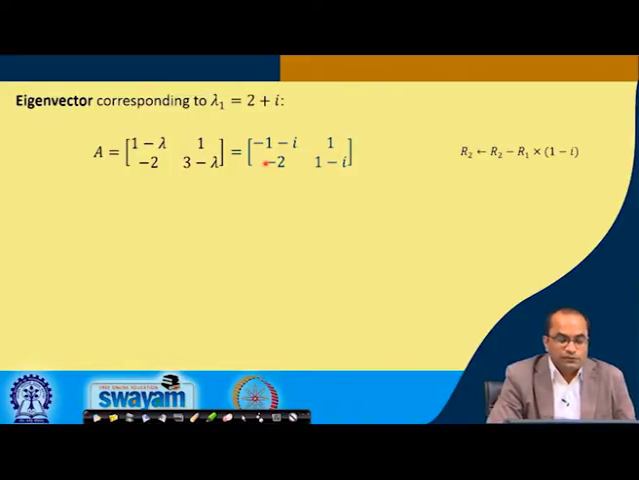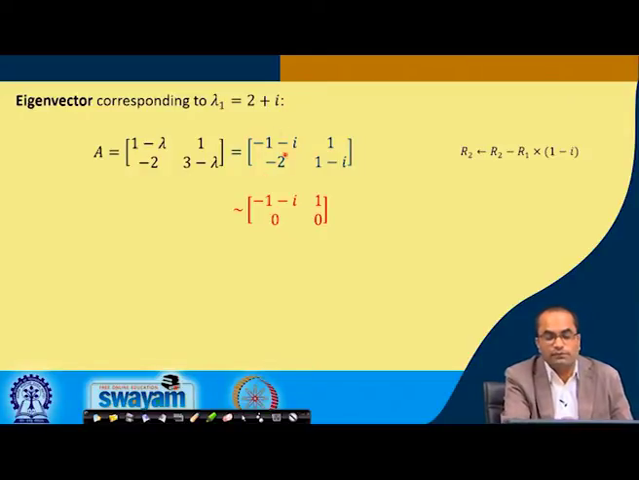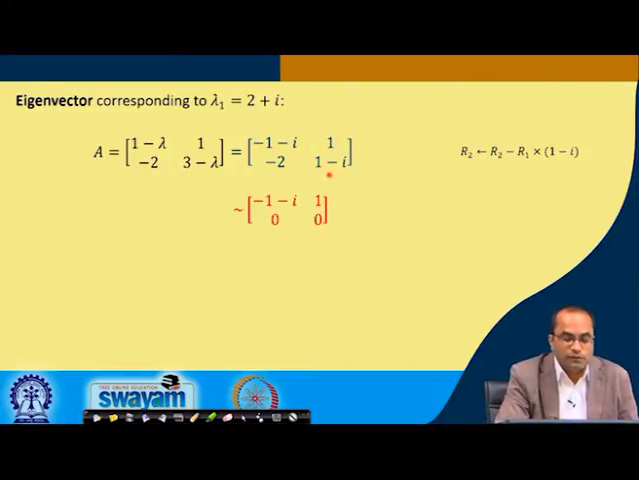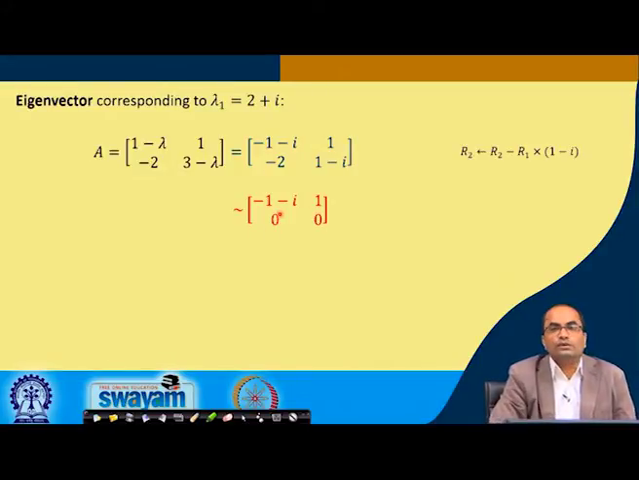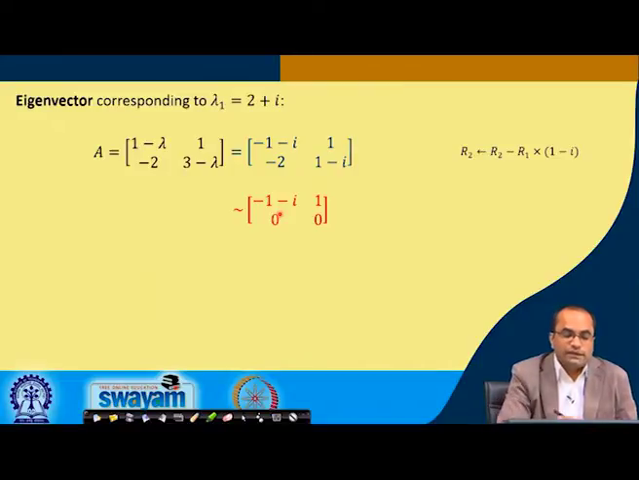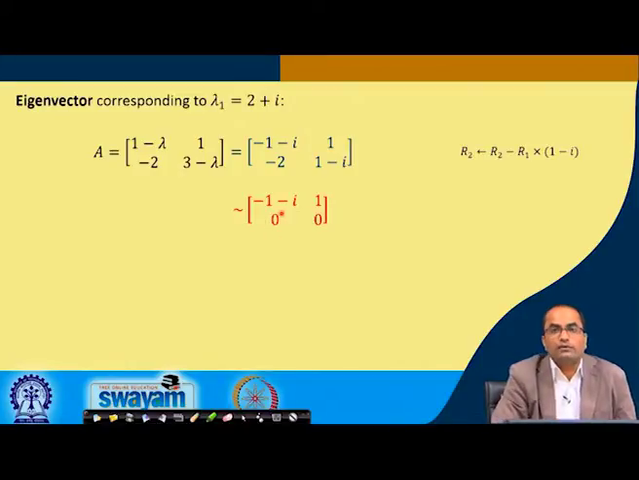We will get the reduced form of the echelon form, and this will be precisely 0 here. When we multiply by this 1 minus i, this will be minus 2 and this will become 1 minus i. So when we subtract, this is exactly what is happening here, the 0 and 0, we are getting the 0 row. So this is already the row reduced echelon form.